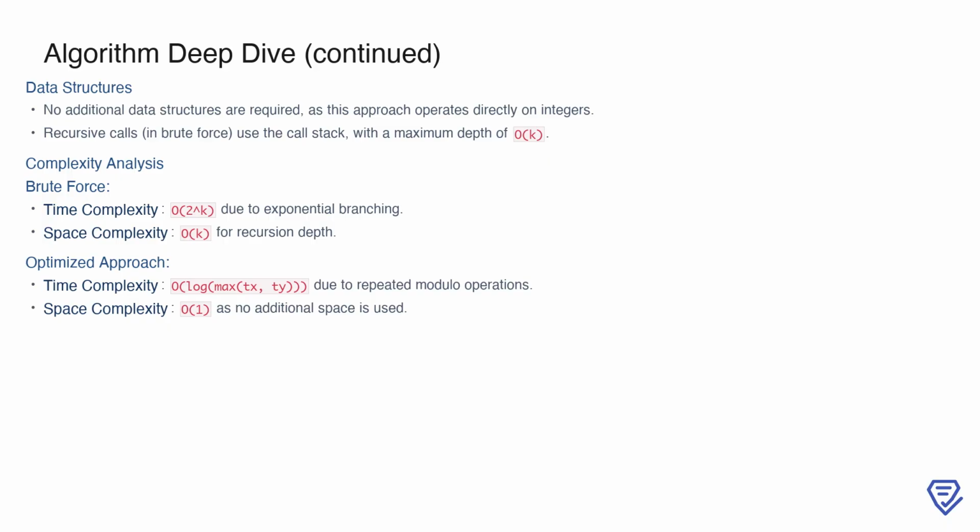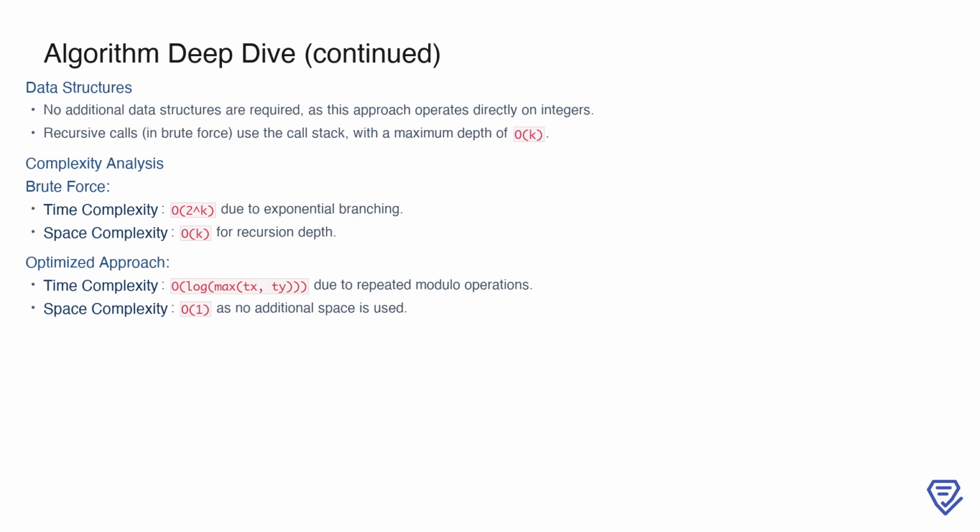This approach is highly efficient and does not require any additional data structures. The operations are performed directly on integers, and in the case of the brute force method, the recursion stack is the only memory used, with a maximum depth of O(k). When analyzing the complexity, the brute force approach has a time complexity of O(2^k), due to its exponential branching, and a space complexity of O(k), for the recursion depth.